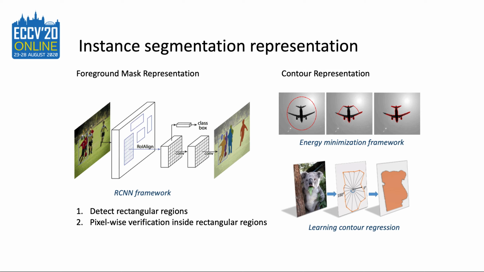Recently, there are also some learning-based methods trying to represent objects as contours. They use a neural network to directly regress the coordinates of the object contour from the image feature. But usually, this approach does not perform as well as the methods based on foreground mask.